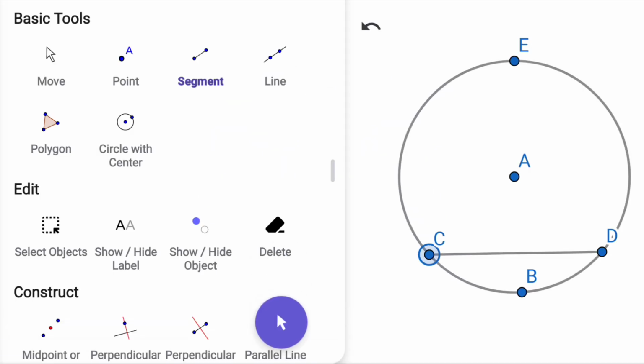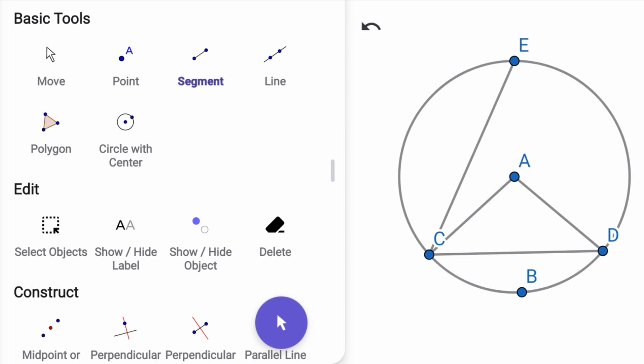Also, if a chord creates an angle at the center of the circle and another at the circumference, the angle at the center is twice the angle at the circumference.